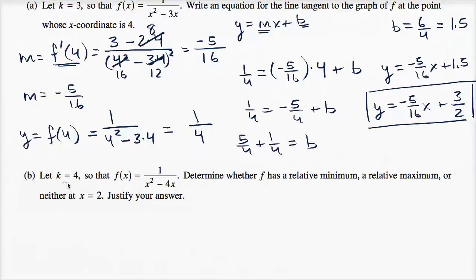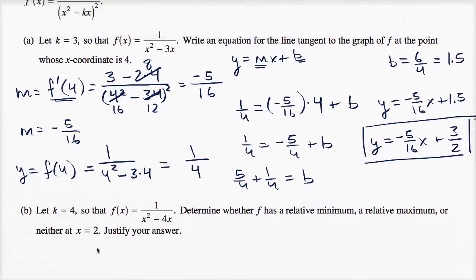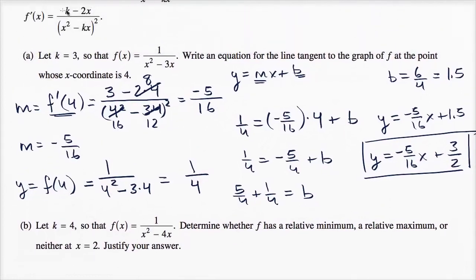Let k equal 4 so that f of x is equal to 1 over x squared minus 4x. Determine whether f has a relative minimum, a relative maximum, or neither at x equals 2. Justify your answer. All right, well, if f of x is equal to this, then f prime of x, they gave us f prime of x in terms of k.